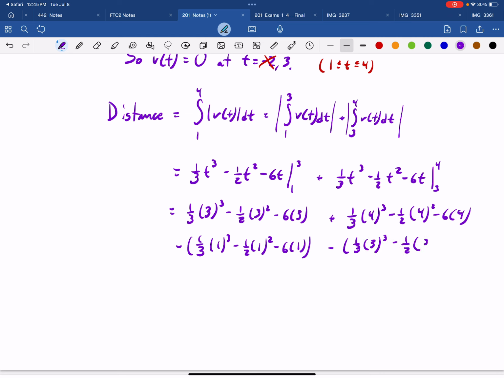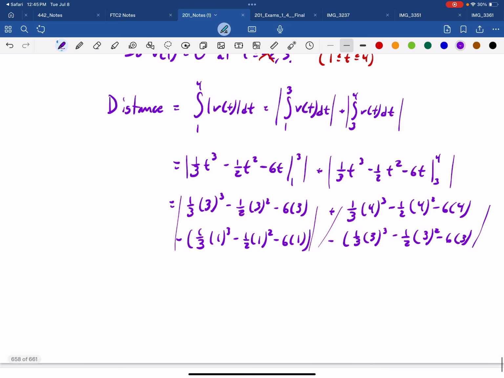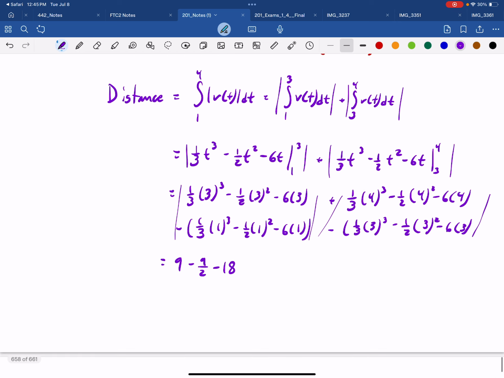Let's dive in a little bit. We're doing the absolute value of this, so let's see what we're getting here. I think we're getting 9 minus 9/2 minus 18. Actually, that's negative. Never mind, we're negative.